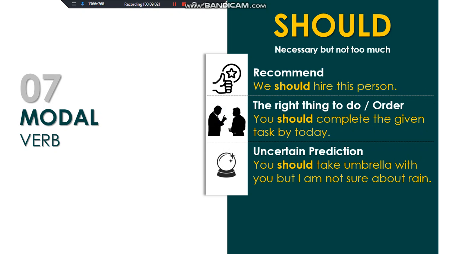If I tell you, you must hire this person, it means you have to hire this person, otherwise you will have some bad situations. The right thing to do or the order: you should complete the given task by today, otherwise you will be in trouble. And then we have the uncertain prediction. You should take an umbrella with you because I'm not sure about rain, but you should take it, right? So here you are not imposing something on someone that it must be done, but giving a suggestion or a recommendation that it's good if you do it, and if you don't, no problem.